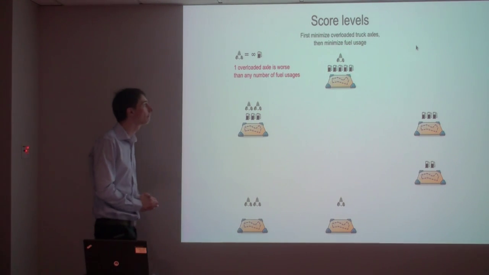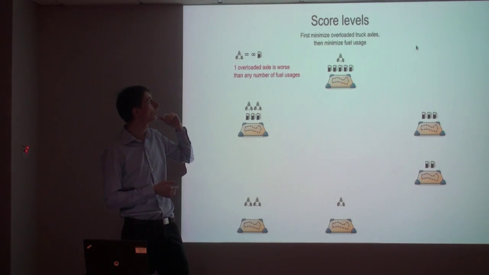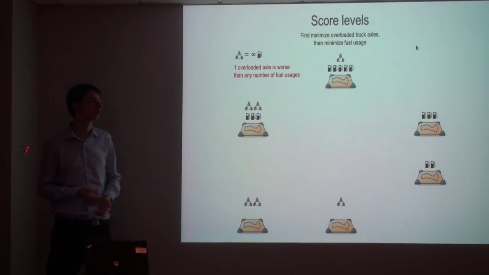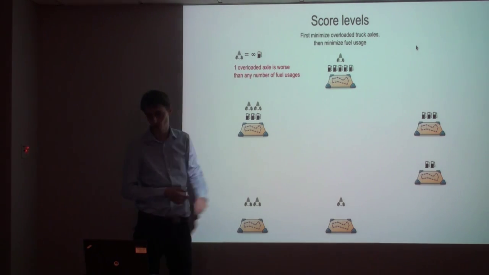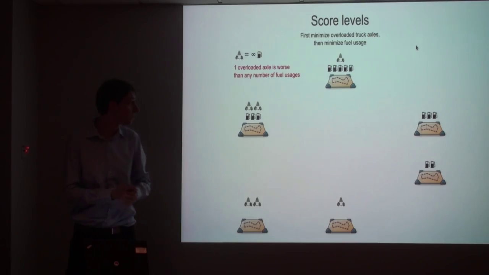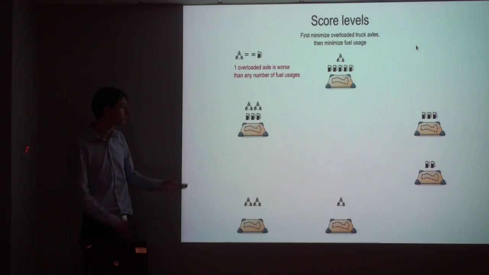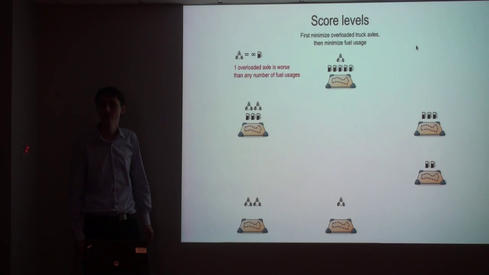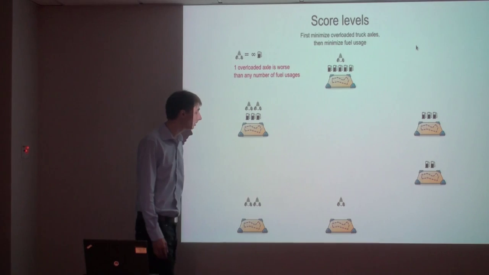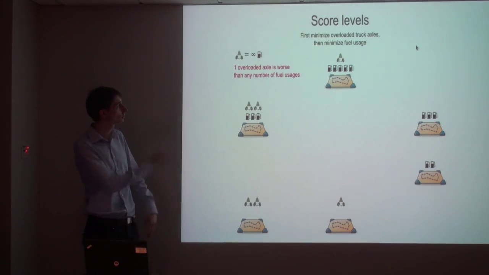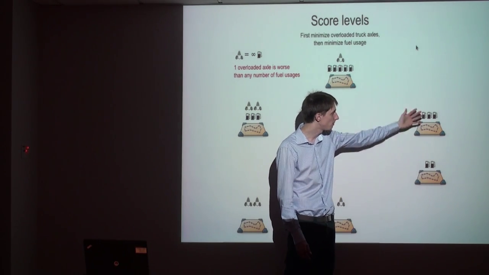So we want to minimize the overloaded truck axles, but we want to do that no matter how much fuel you were using, right? So it's worse than that. It's infinite worth of fuel usages. So this is basically a hard constraint and this is a soft constraint. It's that simple. So which is the best solution in this case? Yeah, so this one, right? It's quite simple. Anything that breaks a hard constraint, just throw it out. So these are all broken. All break hard constraints, and then you just compare these two.